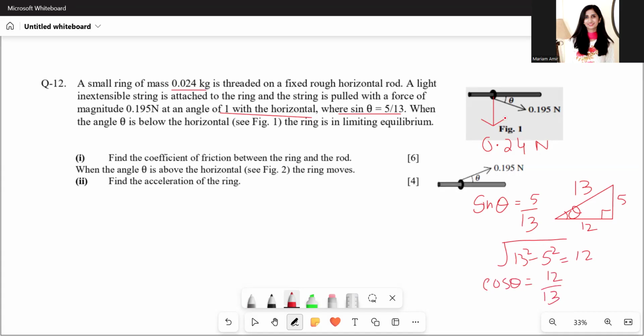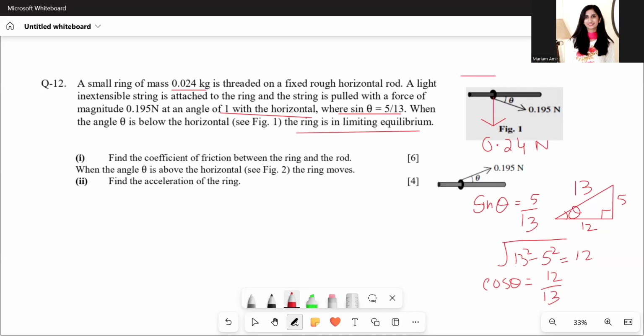When the angle theta degrees is below the horizontal, the ring is in equilibrium. That means it's not moving. That means the right forces would be equal to the left forces and the up forces would be equal to the down forces. Find the coefficient of friction between the ring and the rod.